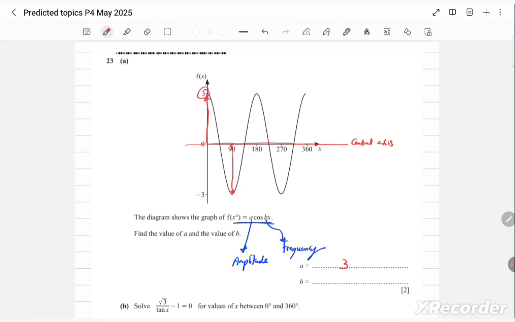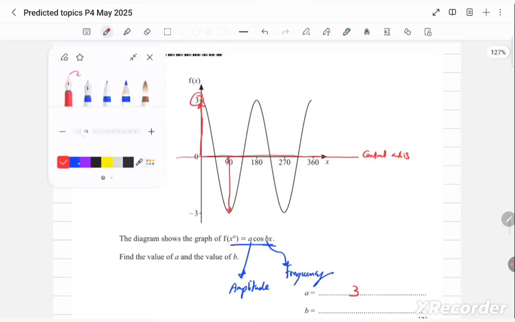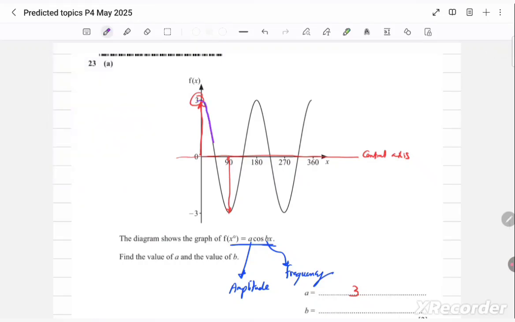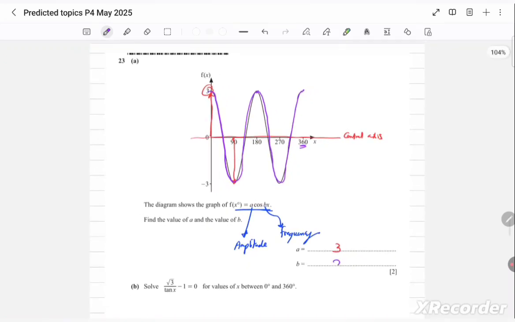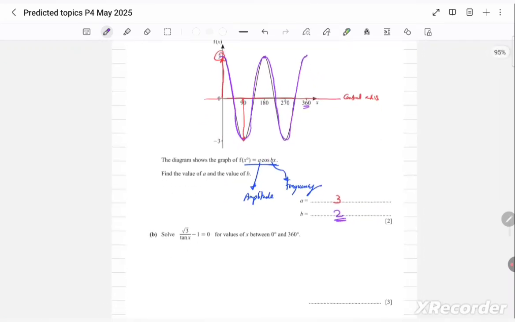Frequency, it's how many periods we have in 360. So this is the cosine graph. What we have here, look, this is one period, and this is, look, the second period. I have 2 periods in 360. So this is the frequency. Okay, next one.